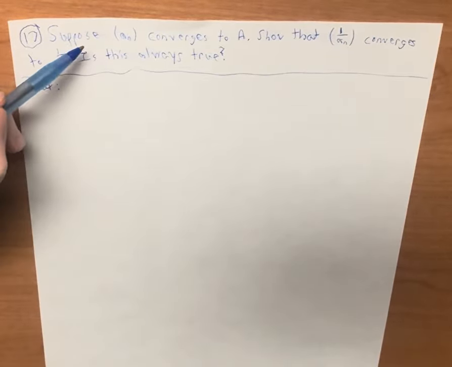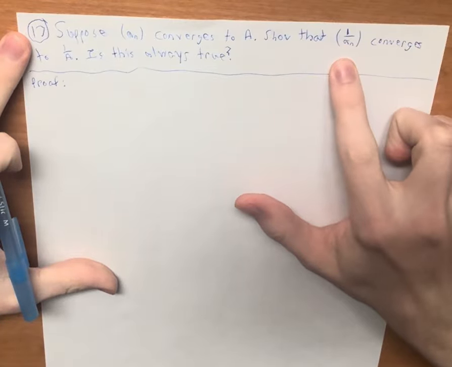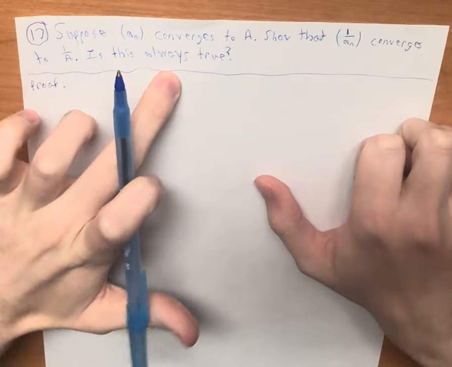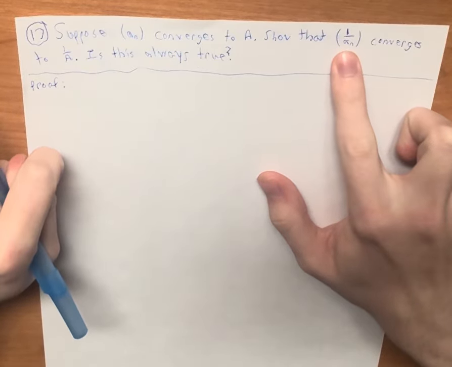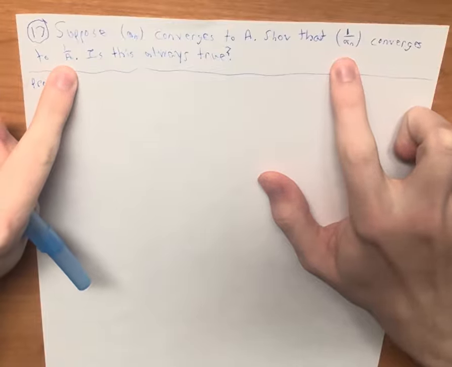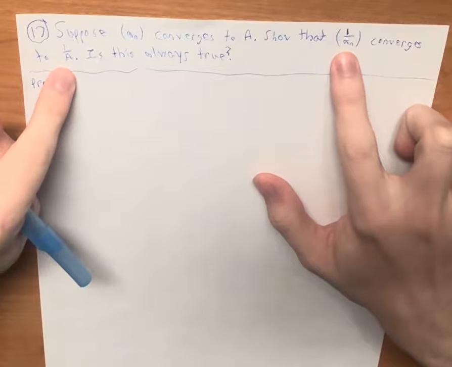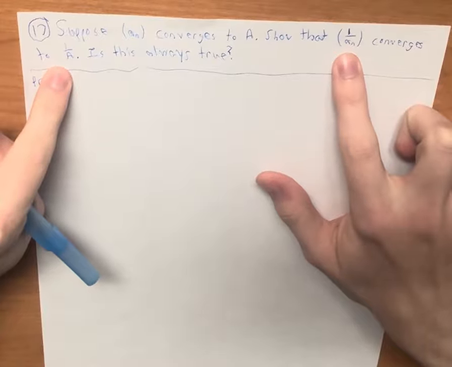All right. Suppose the sequence an converges to A. Show that the sequence 1 over an converges to 1 over A. Is this always true? Obviously when an is 0, this is not true, and when A is 0, this is also not true. So we have two conditions that have to be true for this to be true. We cannot have either of these be 0.